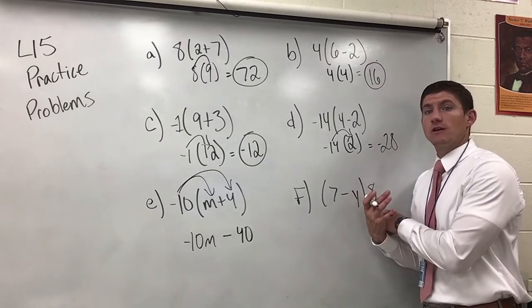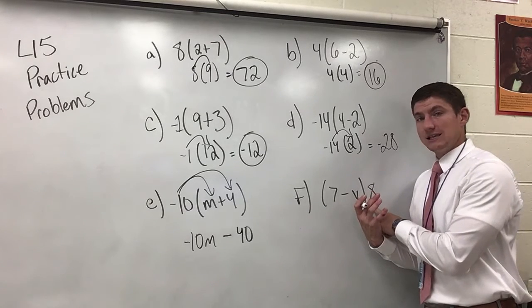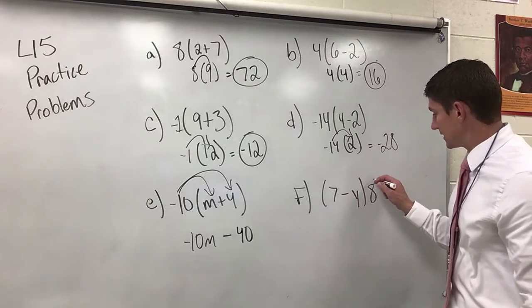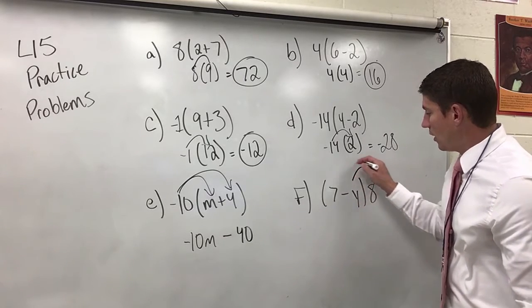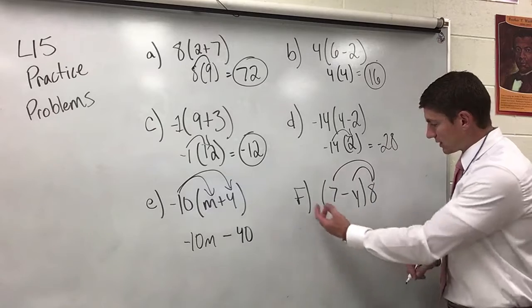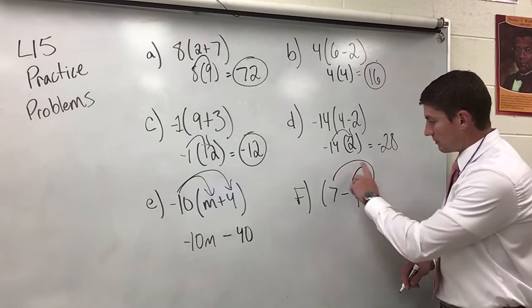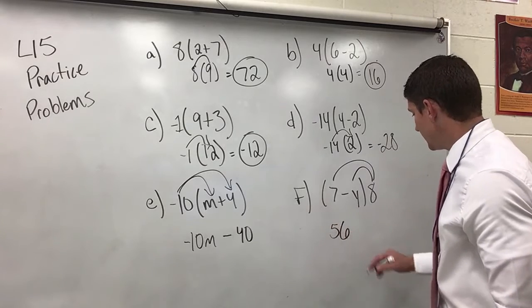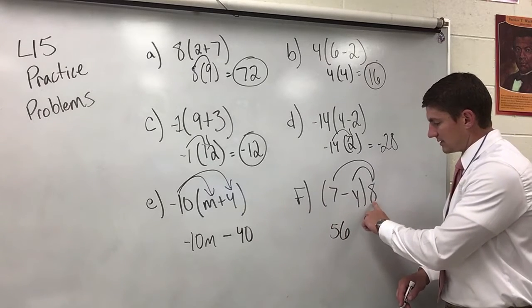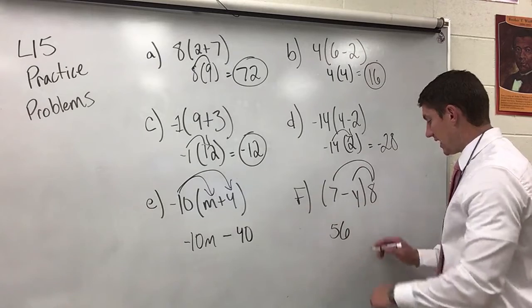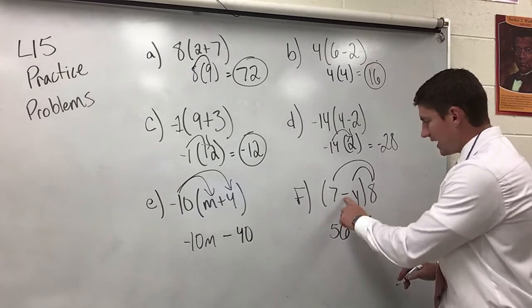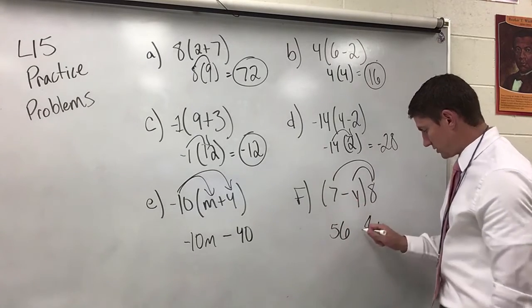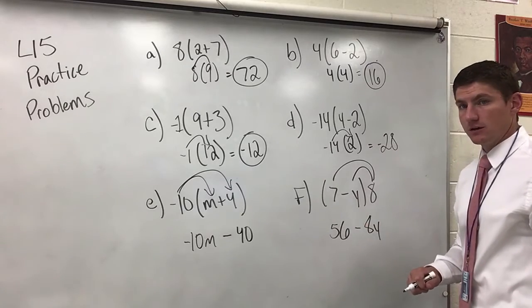It doesn't change anything that we're doing, it's just a different way in which you might see this problem. The distribution still happens like this, in which you would multiply what's on the outside by what's on the inside. I like to work left to right, so I would say that 8 is being multiplied by 7. 8 times 7 is 56, and 8 times y is 8y. Now this negative applies to the y here, so it's going to maintain that negative value.